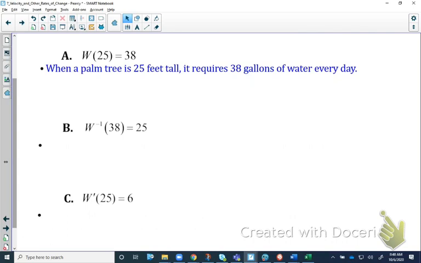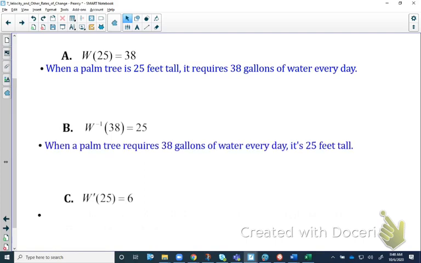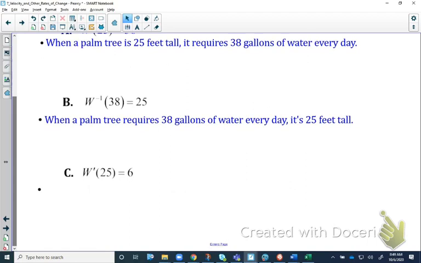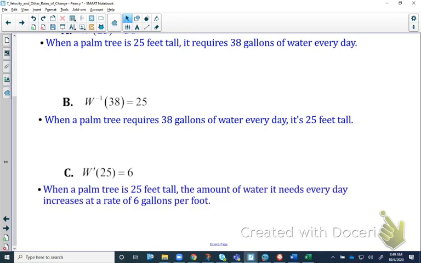Maybe this is just a made-up example, but here, the inverse of W, where we're reversing the inputs and outputs, is just saying that when the palm tree requires 38 gallons of water every day, its height is 25 feet. And part C, this is where we look at the derivative of the function. So here, W prime of 25, they're still telling you that the height is 25 feet, but the amount of water it needs is increasing at a rate of 6 gallons per foot of height.